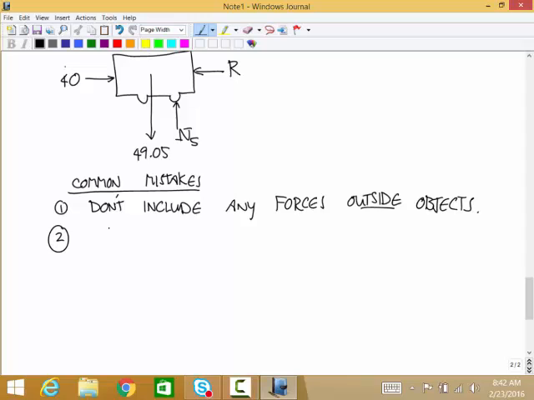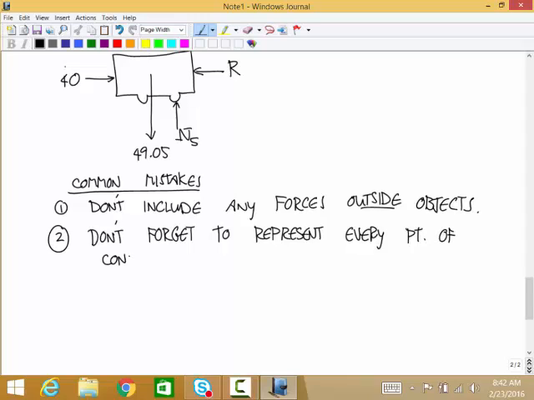So don't forget to represent every point of contact along the boundary.